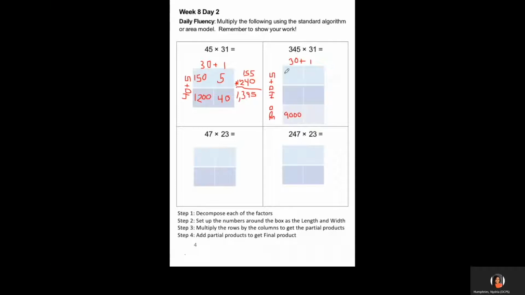40 times 30. 4 times 3 is 12. Then I have those 2 zeros. So that'll be 1,200. And then 5 times 30. 5 times 3 times 10. So that'll be 150.